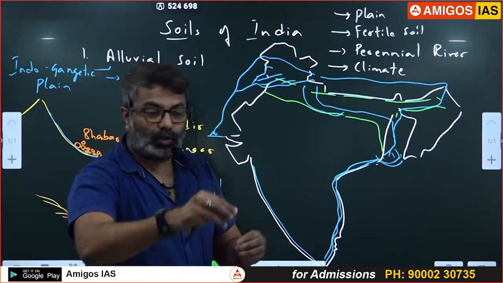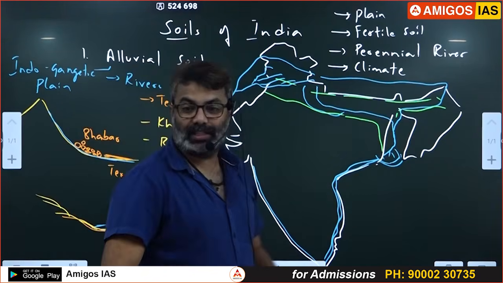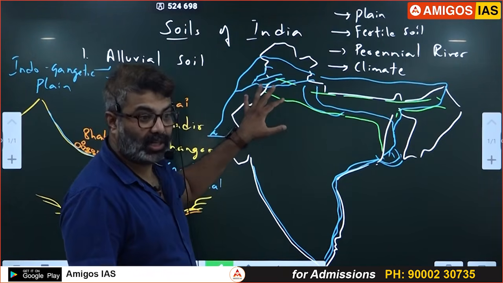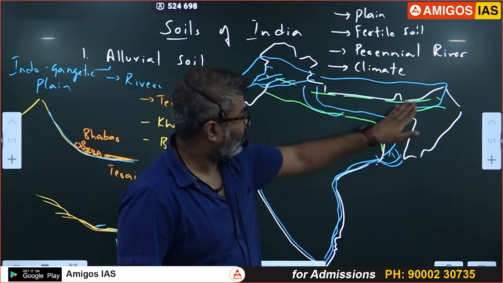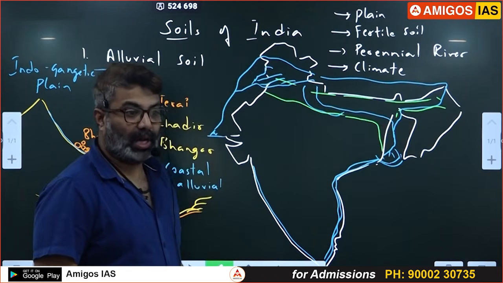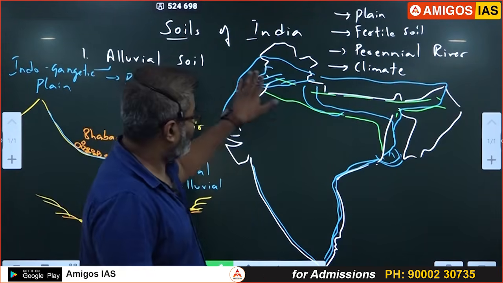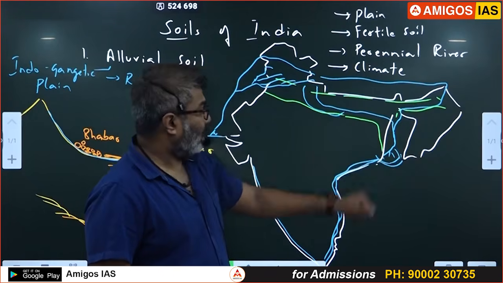Since nitrogen and phosphorus are lacking in many parts, they have to use fertilizer. One of the highest fertilizer consumptions in the country takes place where? Here. Urea, NPK, ammonium phosphate, superphosphate are used continuously across. Please remember this.